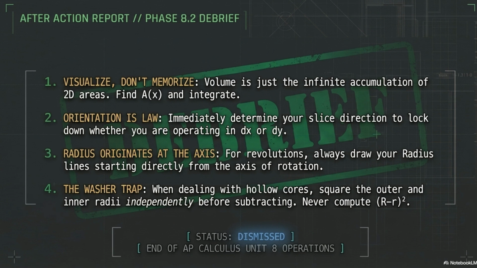Let's debrief Phase 8, Part 2. 1. Visualize. Don't memorize. Volume is just the infinite accumulation of 2D areas. 2. Orientation is law. Lock down your slice direction immediately. 3. Radius lines always originate directly from the axis of rotation. 4. Avoid the washer trap by squaring radii independently. Status: dismissed. End of AP Calculus Unit 8 operations.